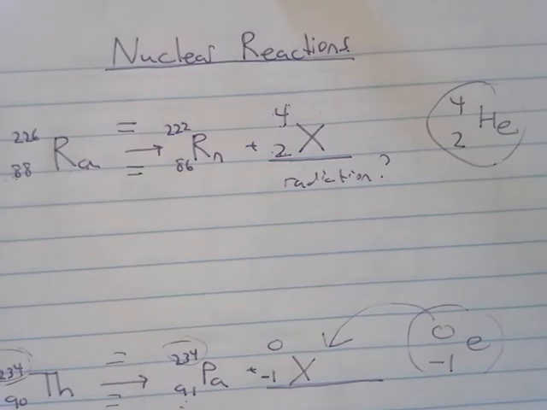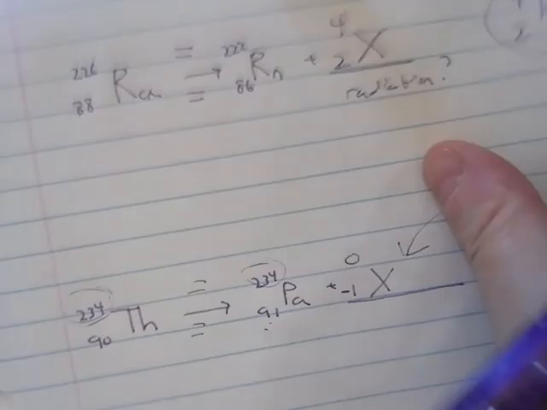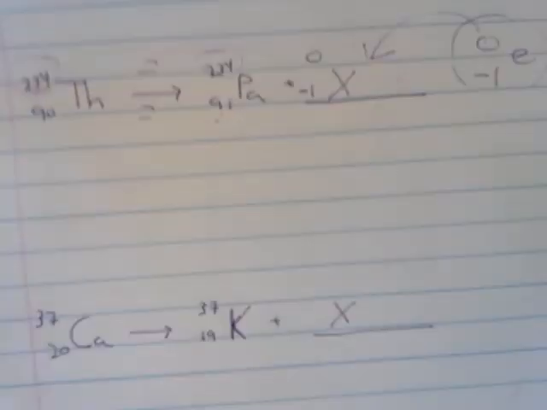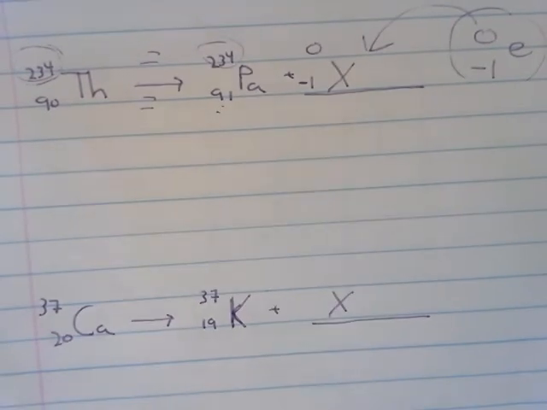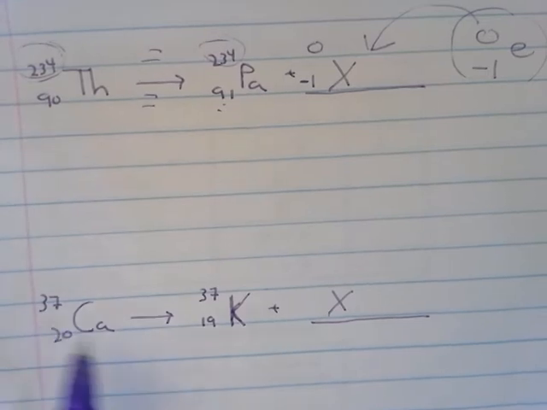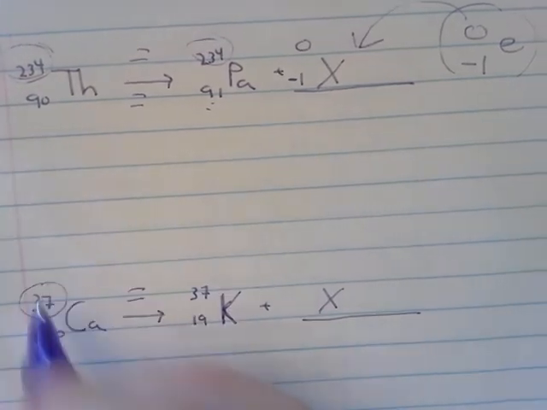Let's do one more of these. We have calcium-37. So calcium has different isotopes. This one happens to be radioactive. It becomes potassium-37. So again, doing the math, 37 is equal to 37 plus 0.